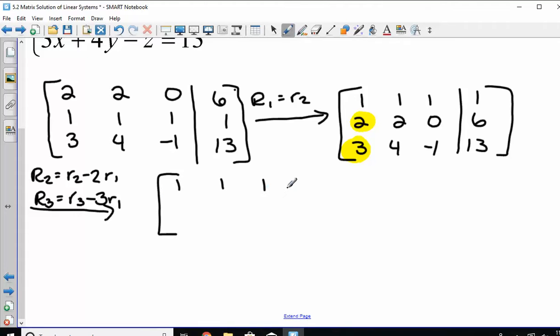So row 1 didn't change. 2 minus 2 is 0. 2 minus 2 is 0. 0 minus 2 is negative 2. 6 minus 2 is 4. 3 minus 3 is 0. 4 minus 3 is 1.